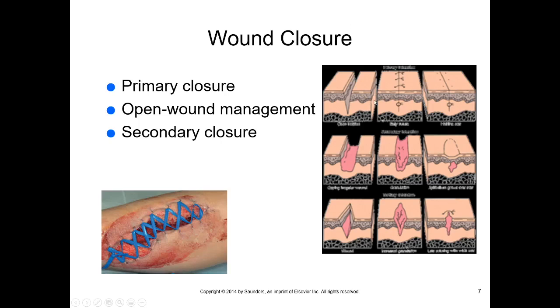So these are the different closures. The primary closure is like a surgical wound. If we have a laceration that is very clean, or we can clean it up, and it's a straight laceration and we can suture it, that is a primary closure. In some cases, we have to do an open wound management. This is healing by primary intention or primary closure.